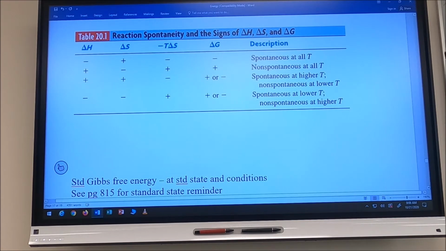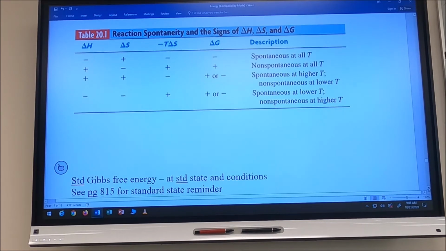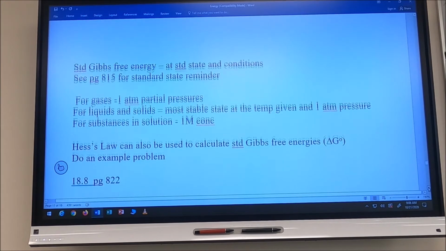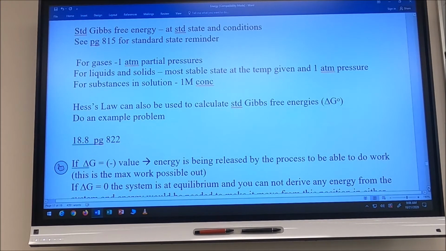Now, Gibbs free energy under standard state conditions. There's a listing of the standard state conditions on page 815, but just to remind you, partial pressures are 1 atmosphere. Things are in their standard state for the temperature we're dealing with. Under 1 atmosphere pressures, and if it's in solution, the concentrations are 1 molar.